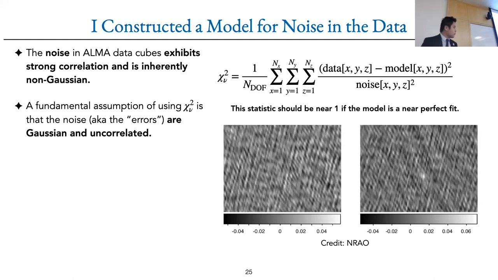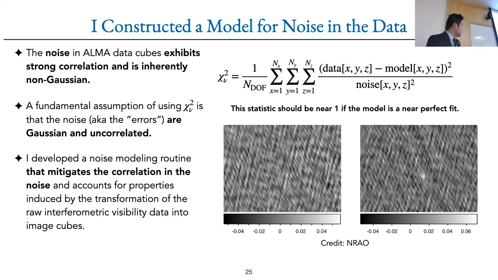So a little bit of a problem if we want to use that. And just when you're reading these reduced chi-squared values in the rest of the slides, note that the ideal number is one if the model is a near perfect fit to the observed data.